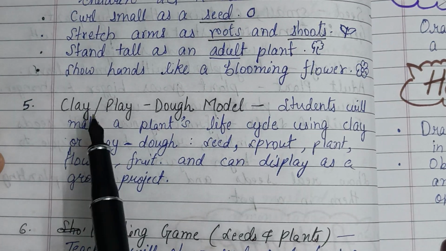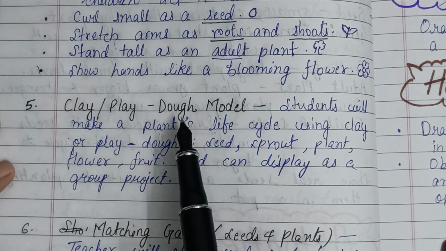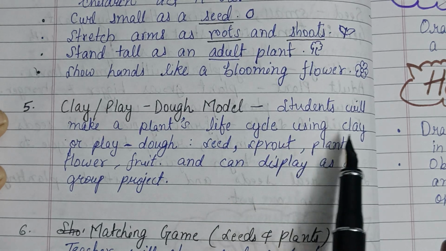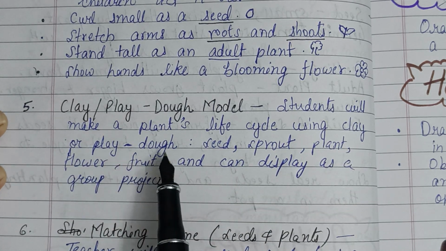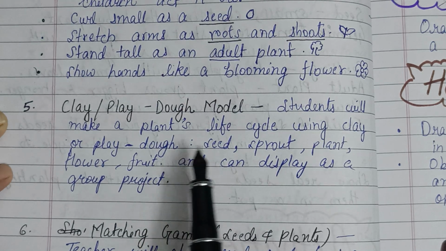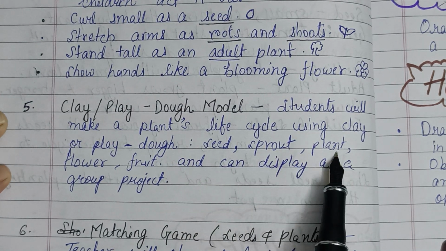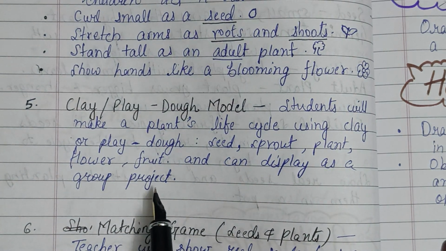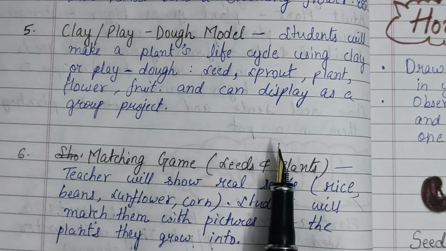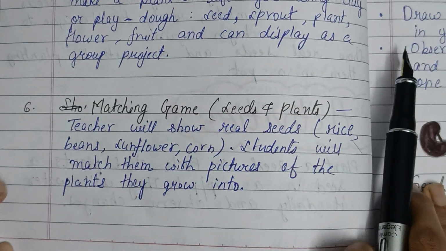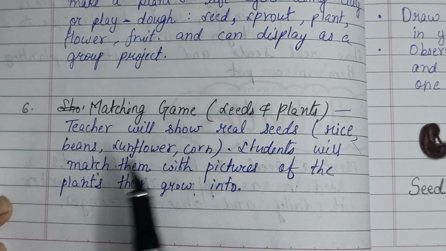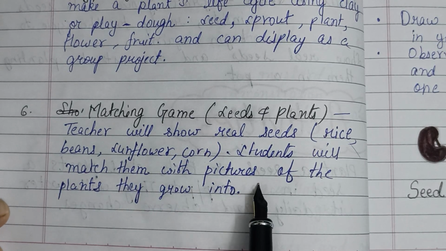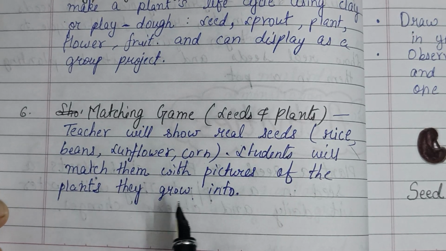Next, clay or play dough model, in which students will make a plant's life cycle using clay or play dough: seed, sprout, plant, flower, fruit, and can display it as a group project. Next, matching game, seeds and plants. The teacher will show real seeds: rice, beans, sunflower, corn. Then students will match them with pictures of the plants they grow into.